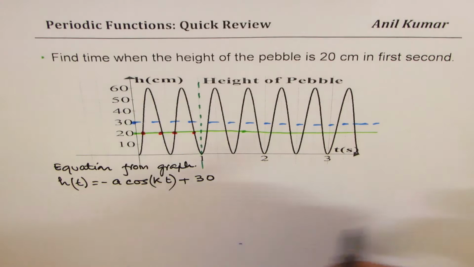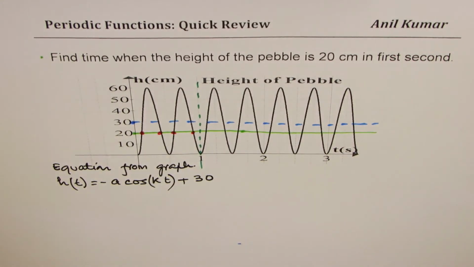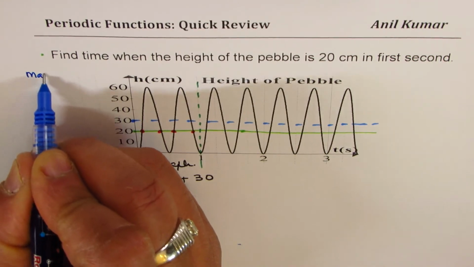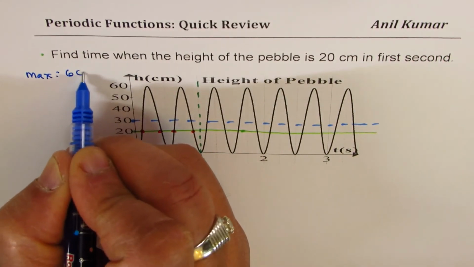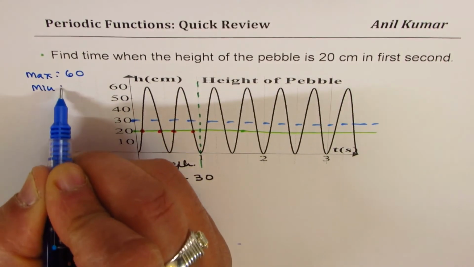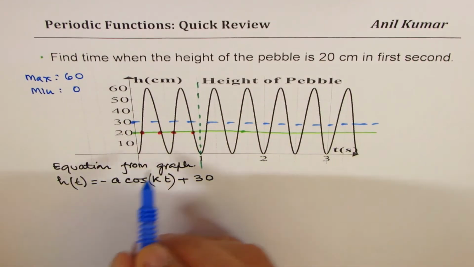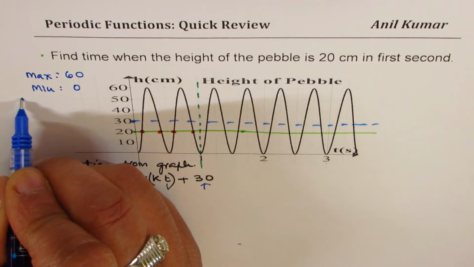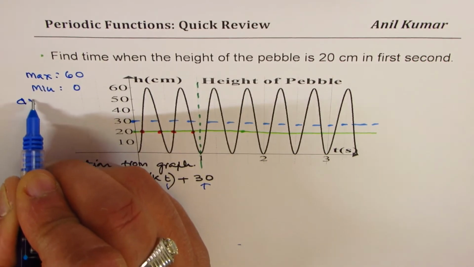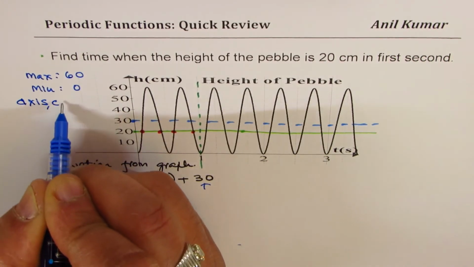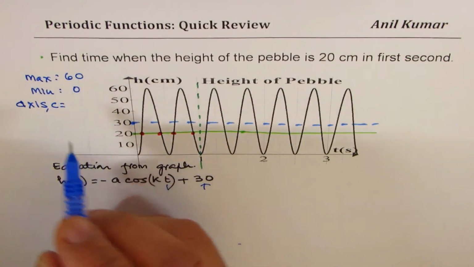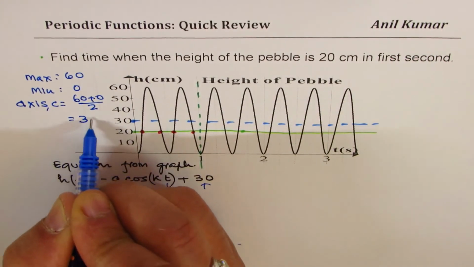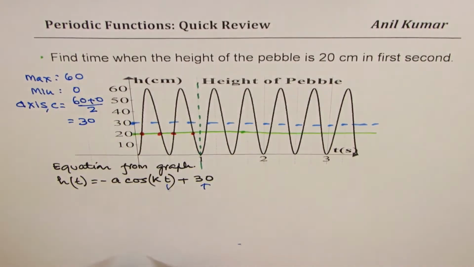So first thing is, we just write down what is the maximum. So let's start here. We have the maximum value, which is 60. Then we have minimum value, which is 0. Average value, which we call C, which is also called axis, right? Let me write C equals to, add them, divide by 2. So 60 plus 0 divided by 2, that gives us 30. So that's how we get 30.